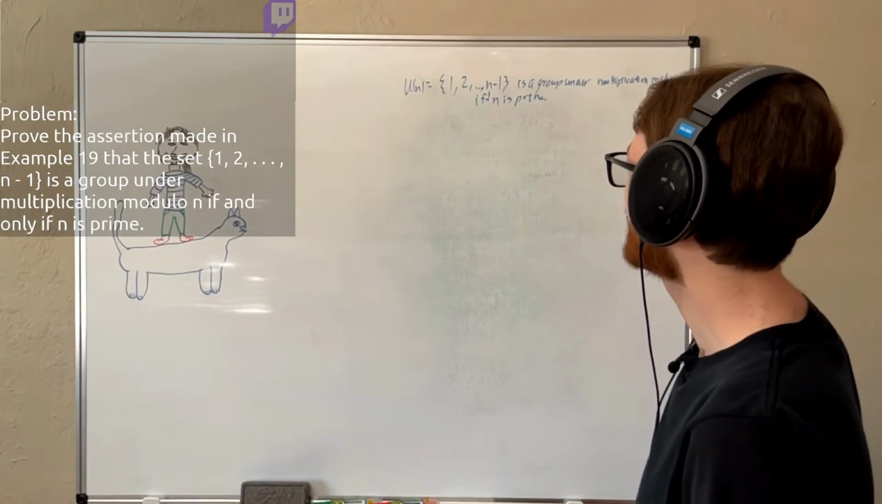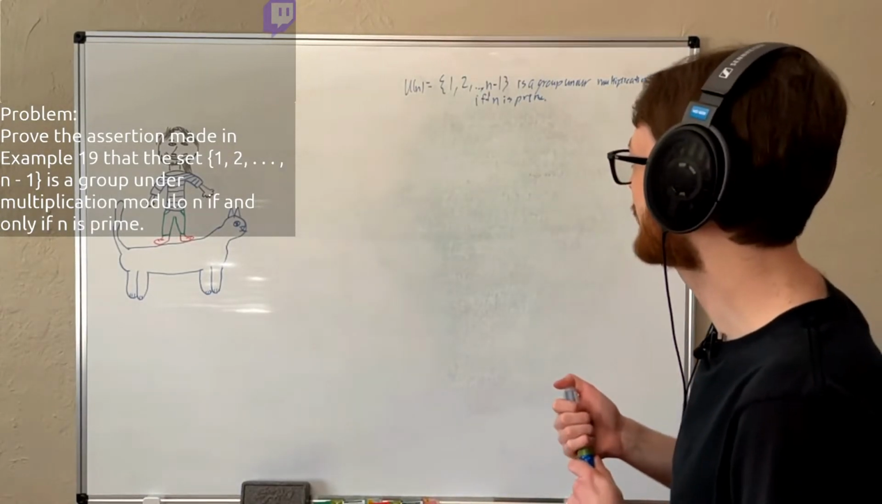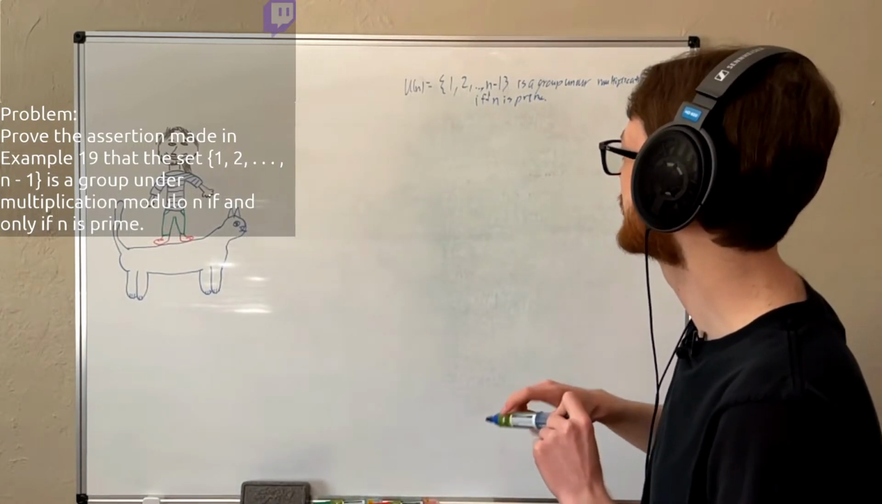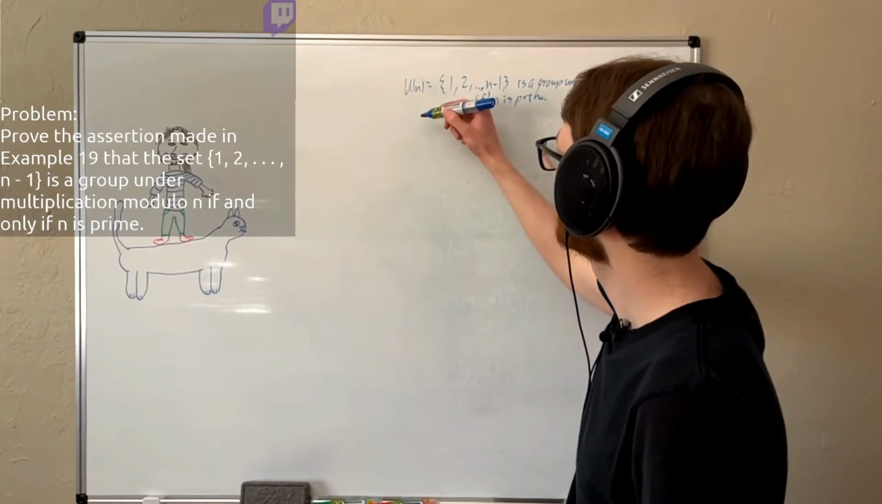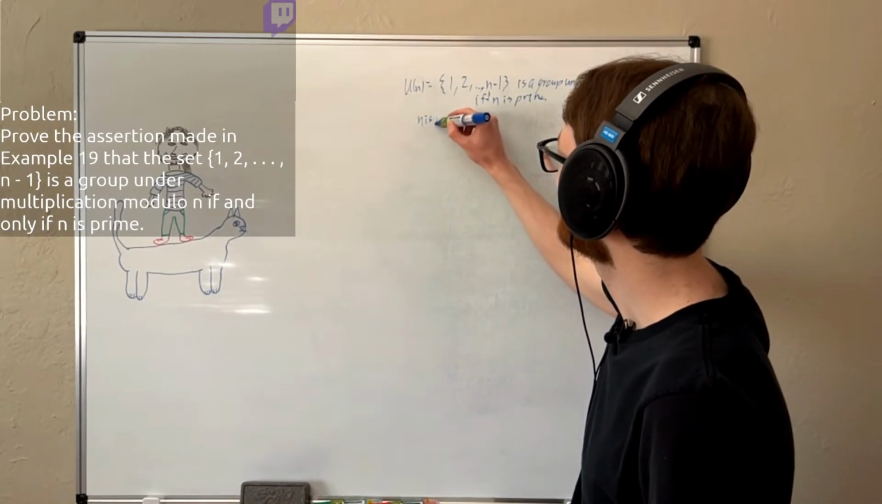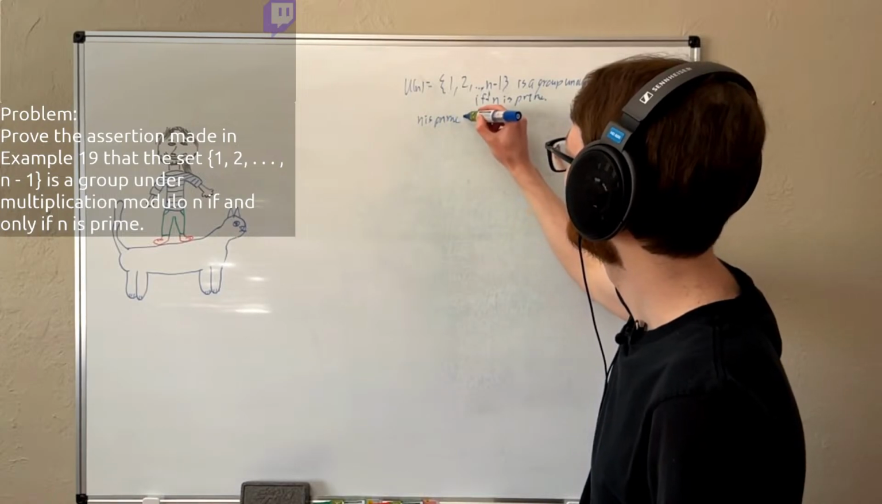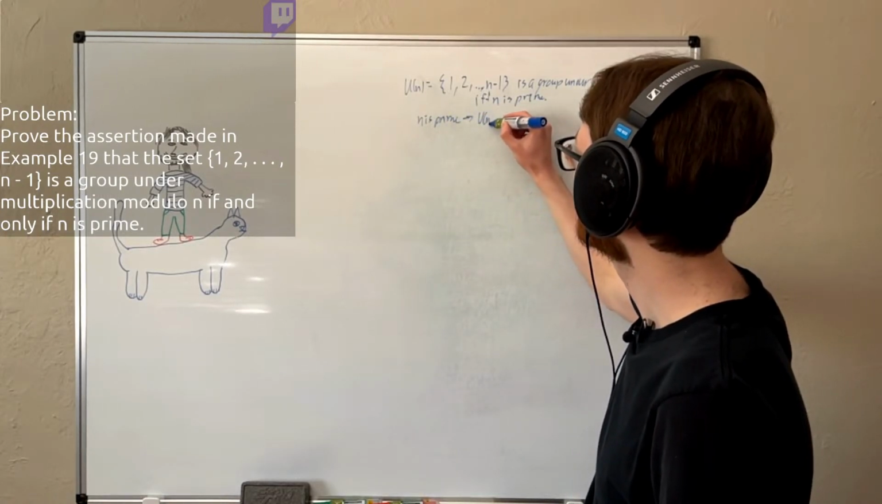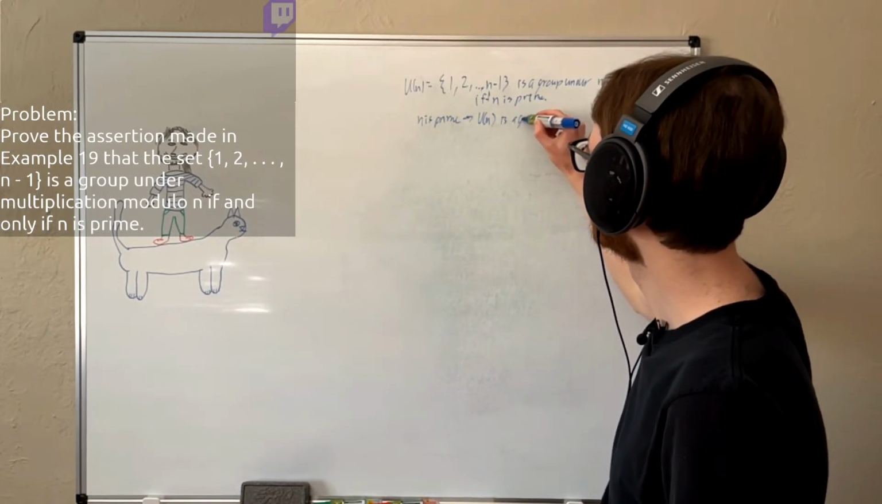I think it'll be... I want to... I didn't realize this was an if and only if. I want to start doing the direction that n is prime implies U of n is a group.